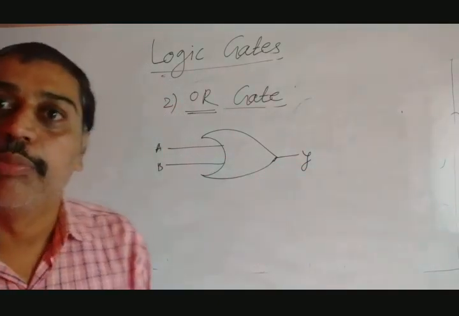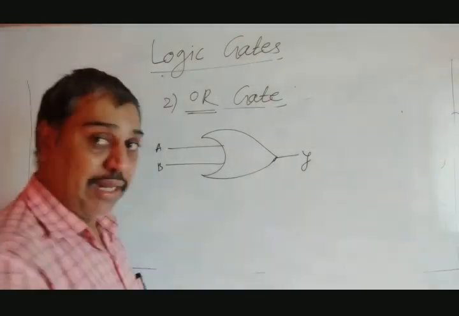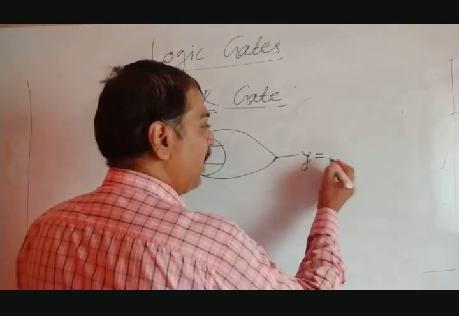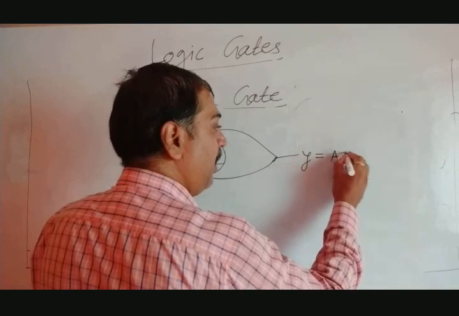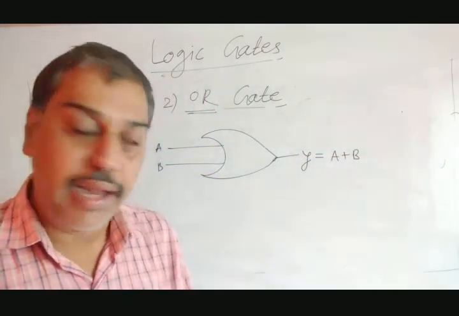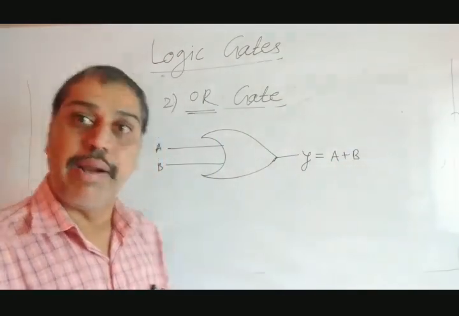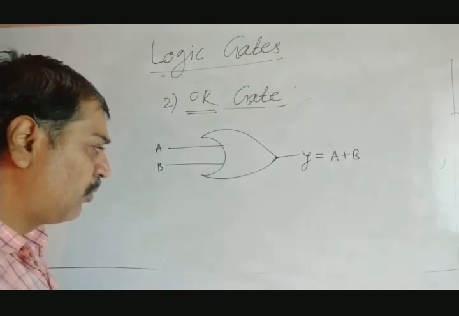So this is a 2 input and only 1 output OR gate. Mathematically it will be represented by Y equal to A plus B, but it is not plus, it is said to be A OR B. This is the OR gate, mathematically represented. Let's go to the truth table.